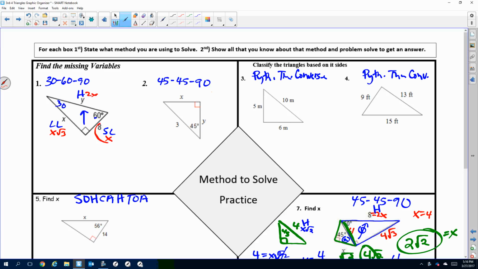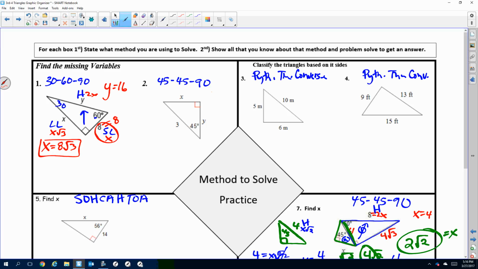Right here, since this is x, that lets me know that 8 is x. So I double it to get the hypotenuse, which means y is 16. 2 times 8 is 16. And x, we just put the number in front of it, would be 8 root 3.